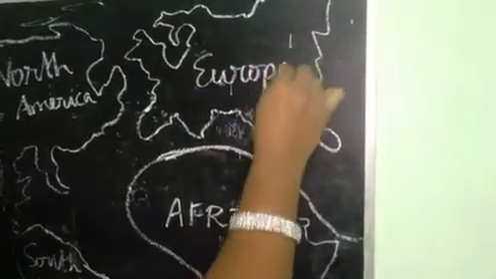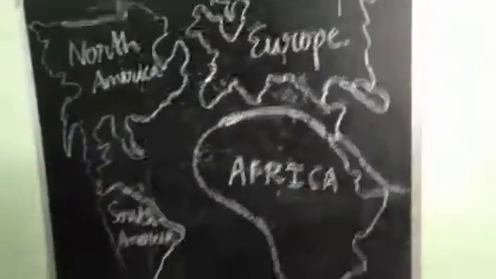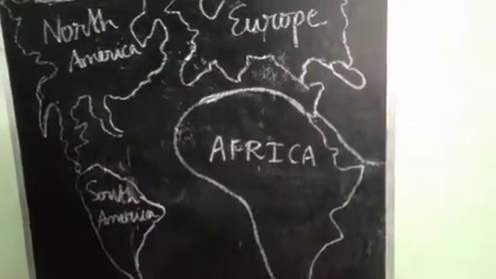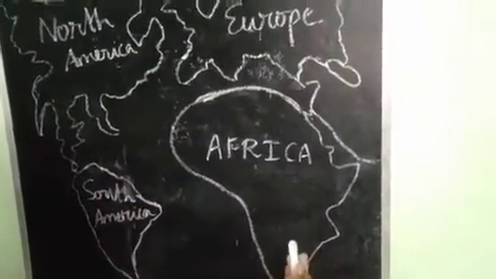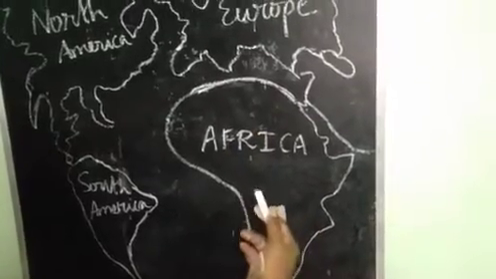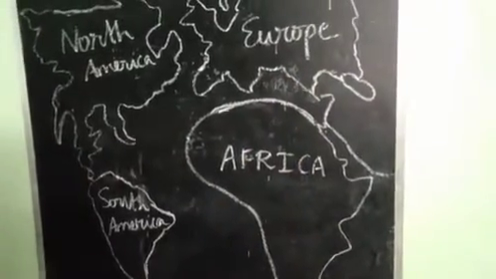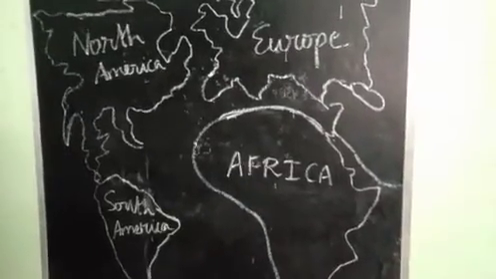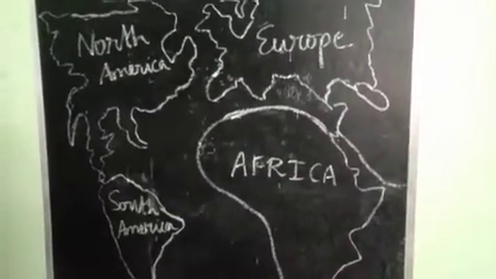Can you see this, children? If you have the map with you, you can note it down. First is North America, down you have South America. Next to that you have the big continent, that is Africa. Above it is Europe. Marked, children. Then we'll go to the remaining 3 continents.